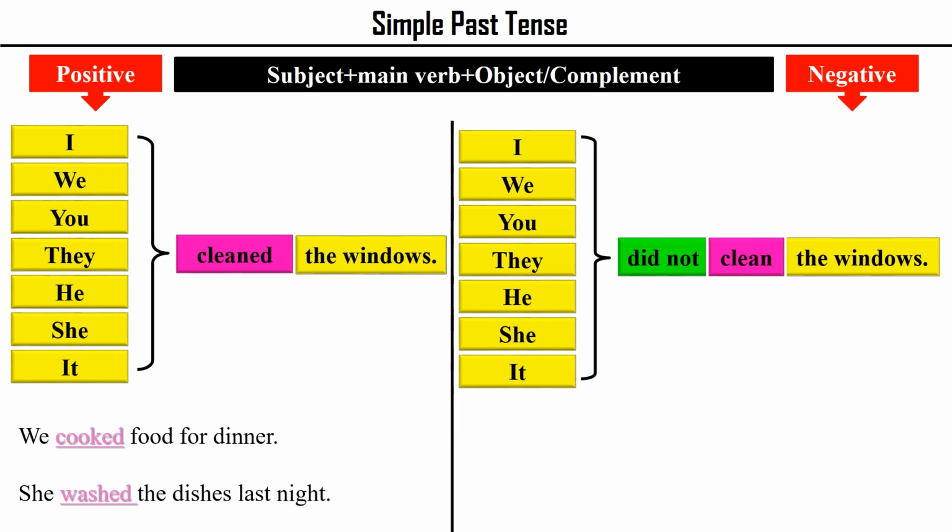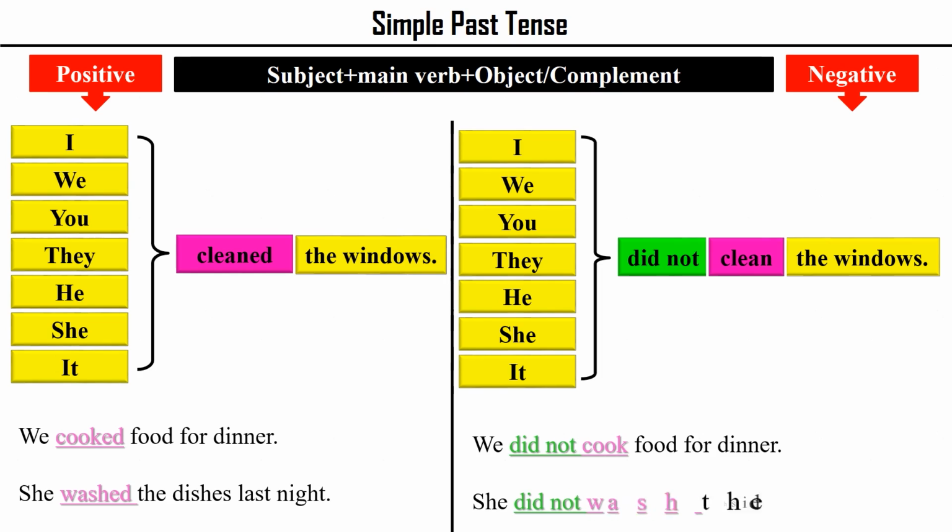We use the base form of the verb in negative and interrogative sentences in the simple present and the simple past tense. We did not cook food for dinner is the negative form of we cooked food for dinner. Subject, helping verb, plus negative adverb not, plus the base form of the verb, plus object. And she did not wash the dishes last night is the negative form of she washed the dishes last night.